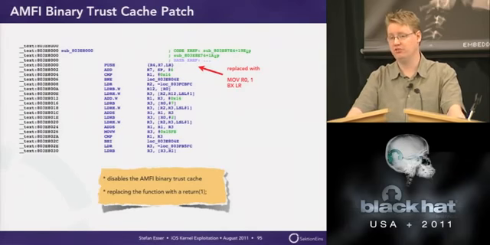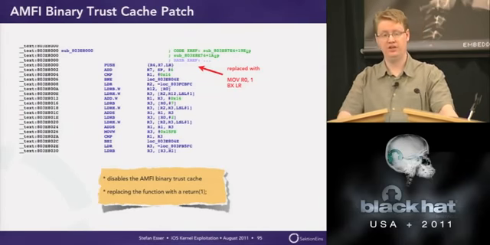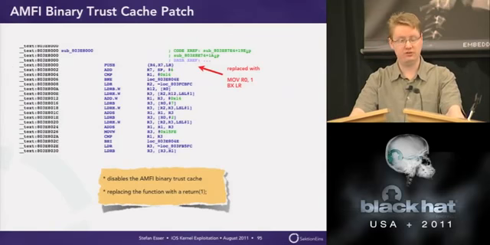So the next thing that was patched is the AMFI binary trust cache, which is like a cache for all the trusted applications. And comex just replaced it with a return 1 so that it's not used.